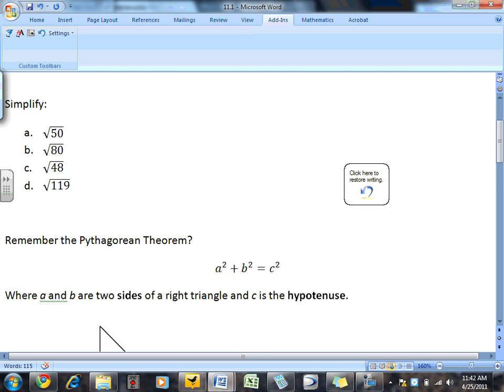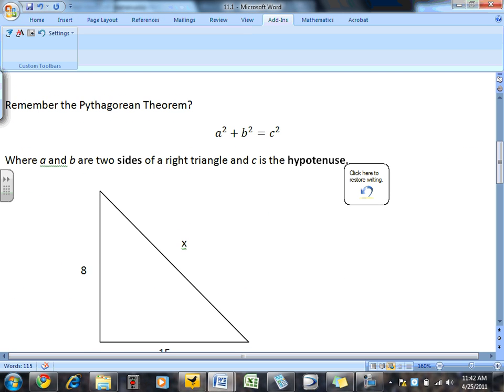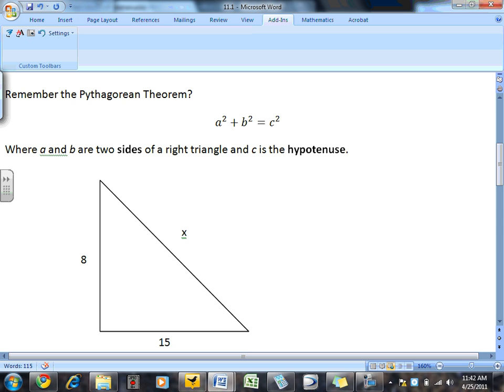Okay. Moving on. So here's our review of right triangles. You remember the Pythagorean theorem? Where a squared plus b squared equals c squared, where a and b are the 2 sides of a right triangle, and c is the hypotenuse of a right triangle. And remember, the hypotenuse is always opposite of the 90-degree angle.